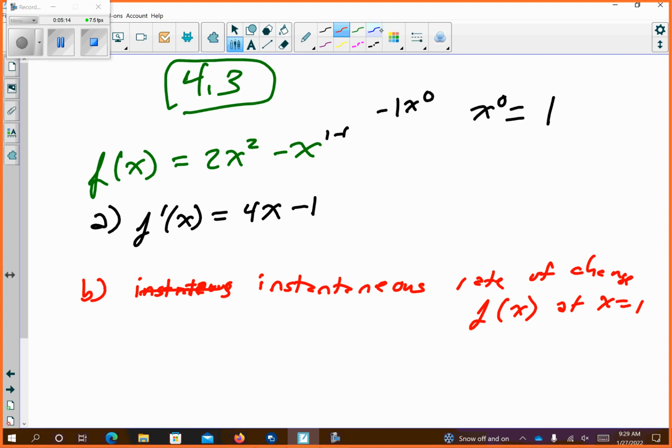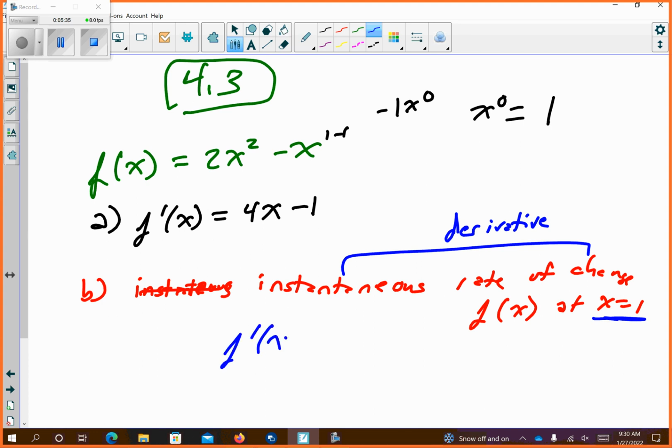Okay, so what this means, instantaneous rate of change means you have taken the derivative. Okay, means you're looking for a slope now. Rate of change is slope. Instantaneous rate of change is the slope exactly at that point. And we want x equals 1. So I'm going to take f prime at x, my derivative, and replace the x with a 1. Oops, that should be a -1, sorry.